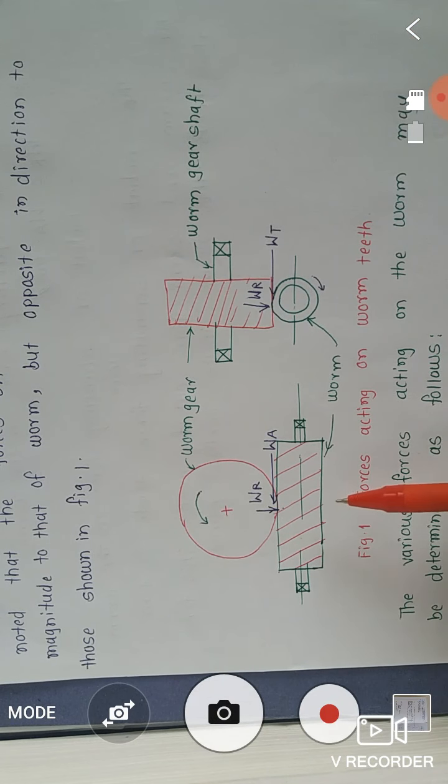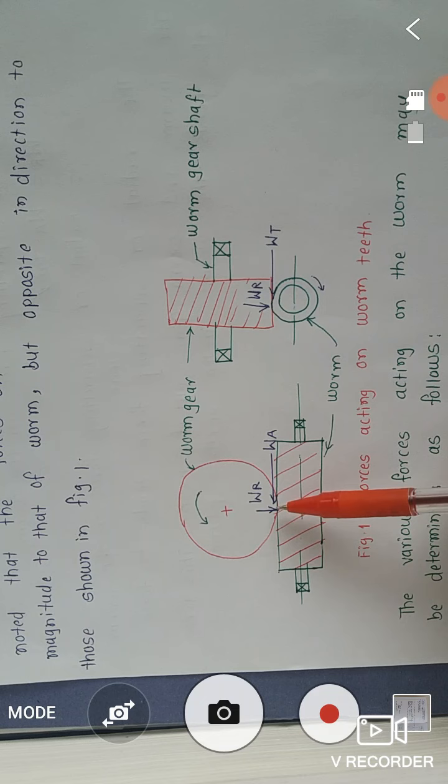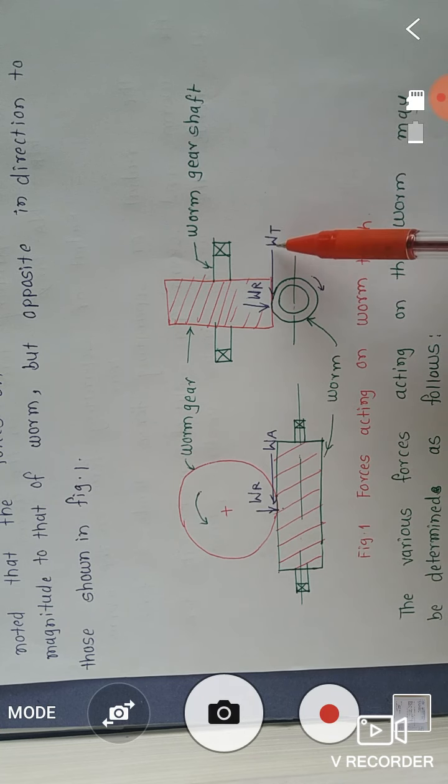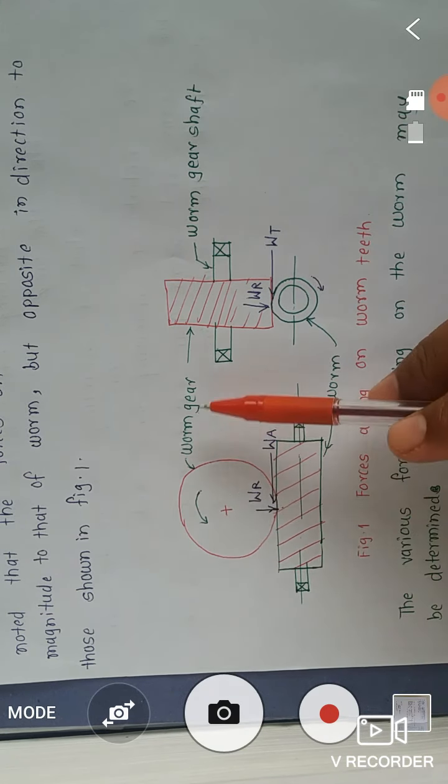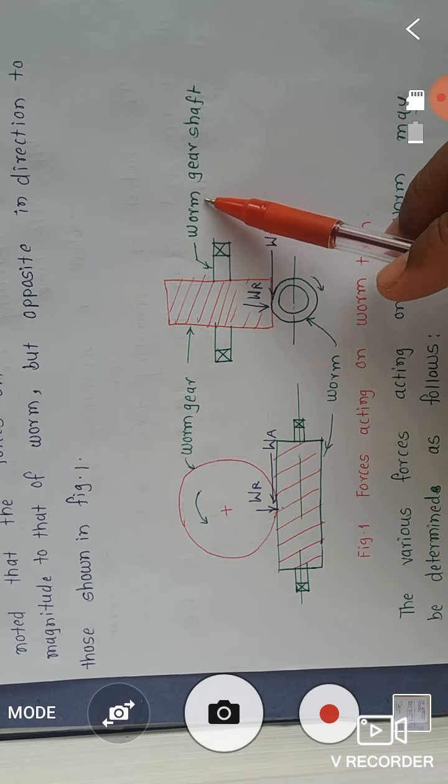In this figure, we see the different forces acting on the worm teeth. So WR is the radial force, WA is the axial force, and WT is the tangential force. In this diagram, this portion is related to the worm and this upper portion is related to the worm gear.